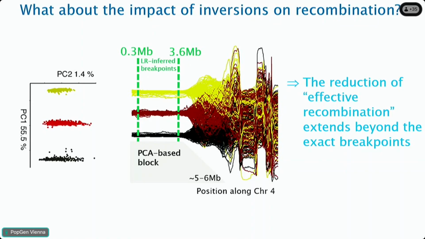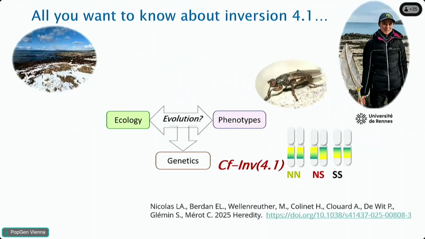So this inversion, instead of knowing the phenotype and looking at the genome, we found it in the genome, but we had no idea what it does on the phenotype, and we wanted to know. That was the work of my PhD student, Leah: to try to find traits associated with it and understand the link with ecology.